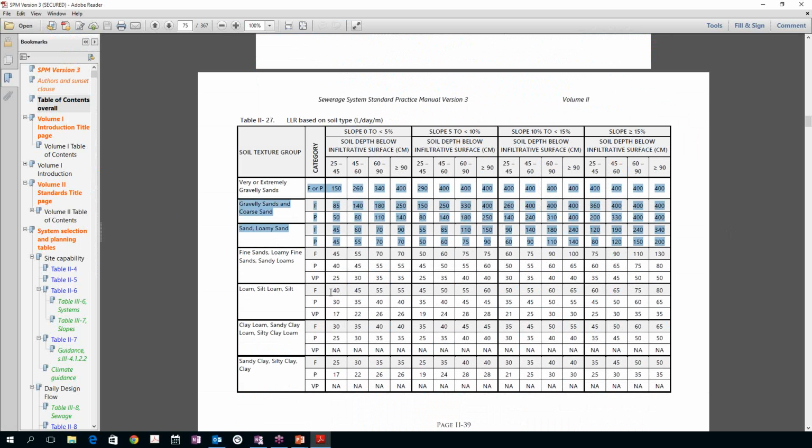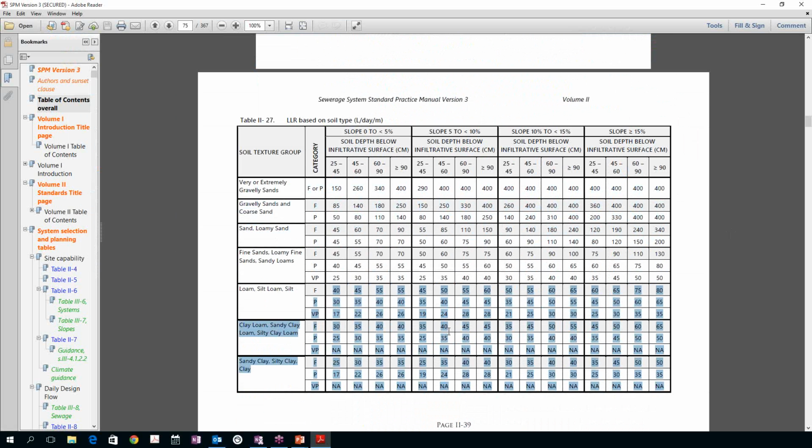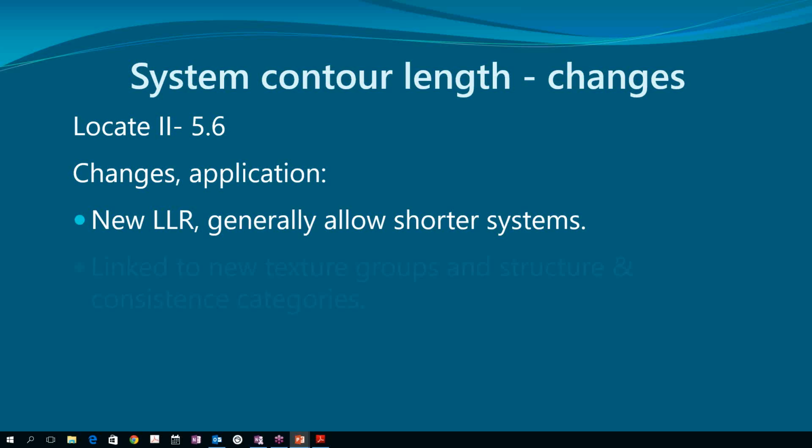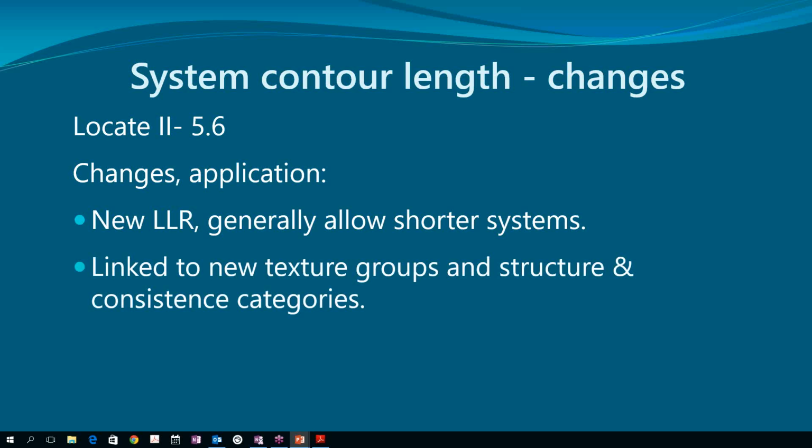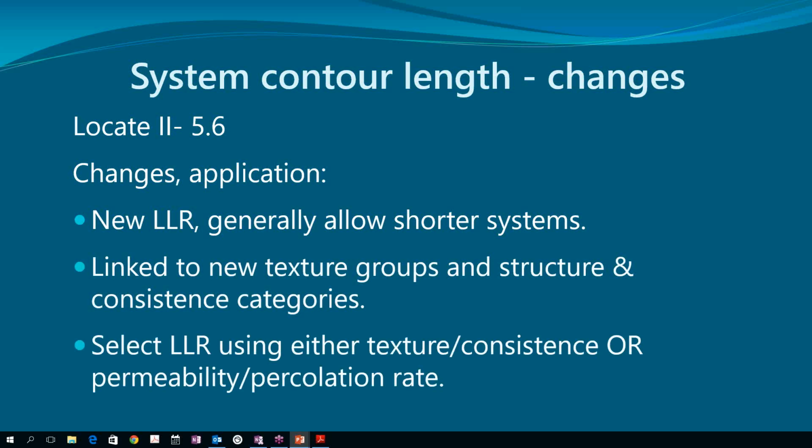Frankly, the numbers, once you get down in here, are the same. They've just been rounded. So we didn't get much help for the finer textured soils. Let's move on. The other changes are similar to HLR. They're linked to those new texture groups, where they lumped different textures together, and structure and consistence categories, fair, poor, very poor, and so on. We select LLR using either texture and consistence or permeability perk rate, right? And we choose the most conservative of the two.